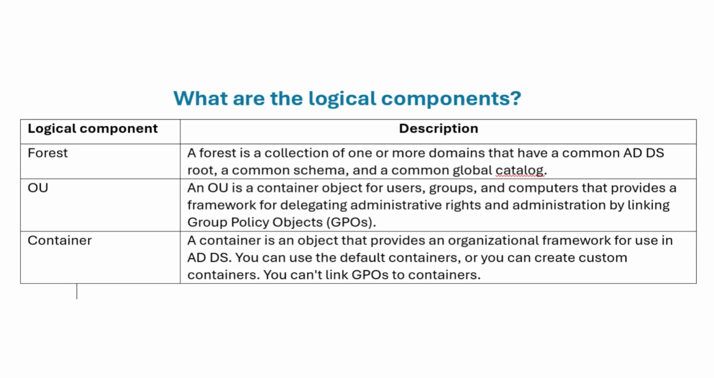Forest. A forest is a collection of one or more domains that have a common ADDS root, a common schema, and a common global catalog. OU. An OU is a container object for users, groups, and computers that provides a framework for delegating administrative rights and administration by linking group policy objects, GPOs. Container. A container is an object that provides an organizational framework for use in ADDS. You can use the default containers, or you can create custom containers. You can't link GPOs to containers.